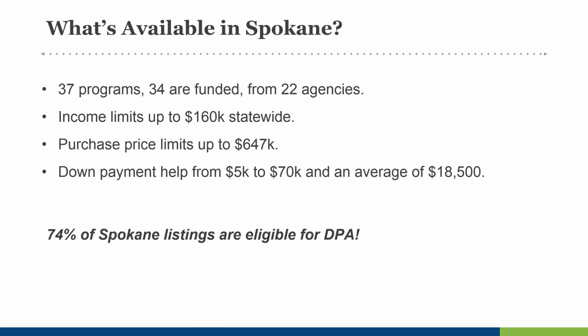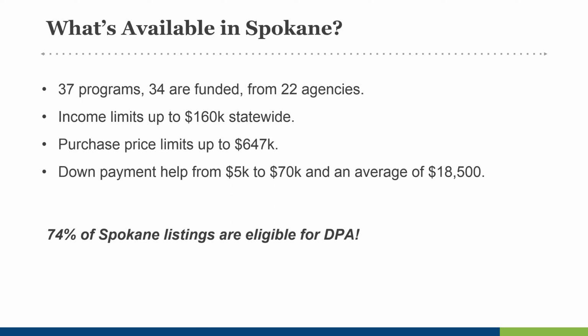So $5,000 to $70,000 and an average of about $18,000 or $19,000. Now that can vary by program, and some programs don't offer a specific dollar amount, but rather a percentage of the sales price or a percentage of the total loan amount. That might be how they calculate assistance. So for those programs, it can be hard to get an average, but it would depend on purchase price essentially.